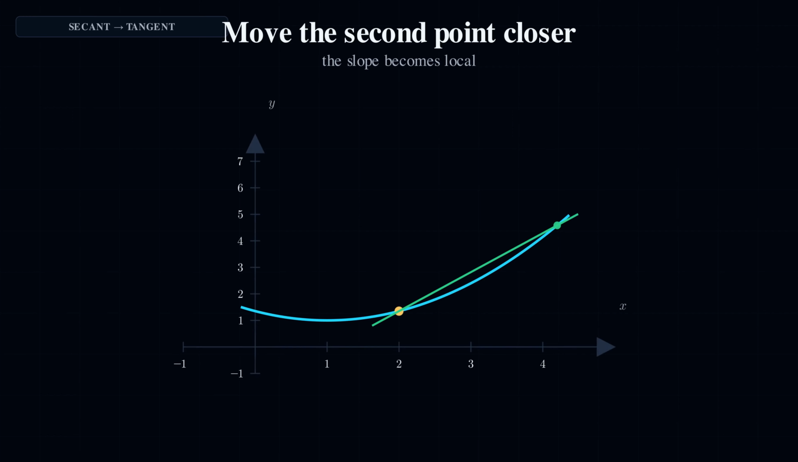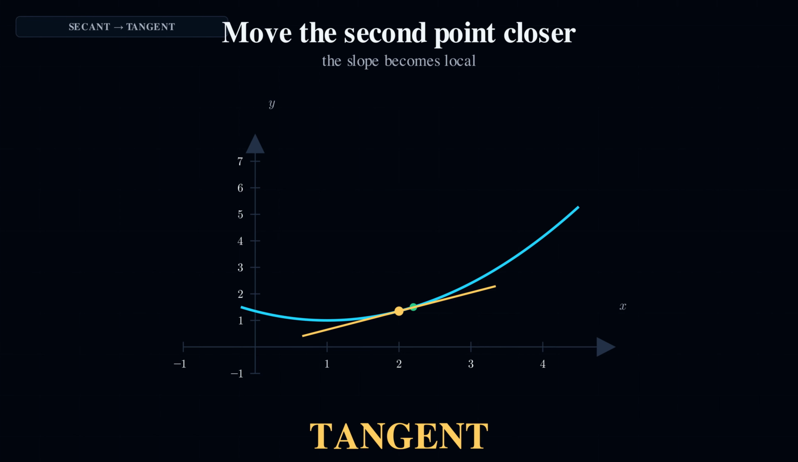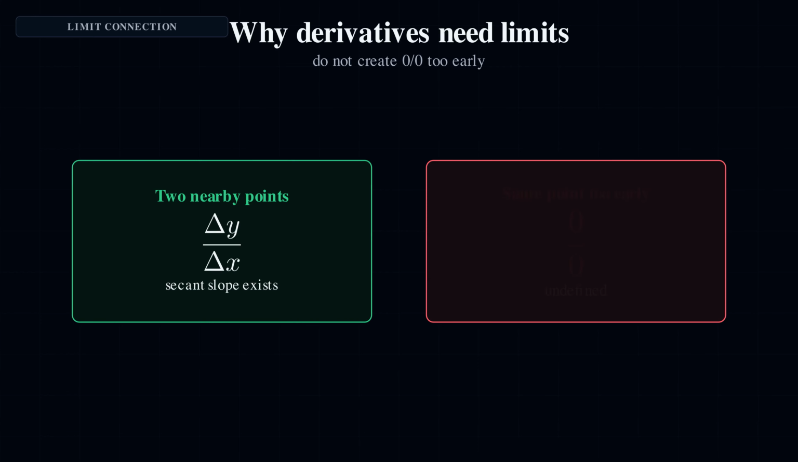Now keep the first point fixed. Let the second point move closer and closer. Watch the secant line rotate. As the moving point approaches the fixed point, the secant line approaches one special line. That line is the tangent line. The tangent line shows the direction of the curve at one exact point. This is why limits are necessary for derivatives. The derivative is not found by jumping to one point immediately. It is found by watching what the slopes approach. This is the connection between limits and derivatives.